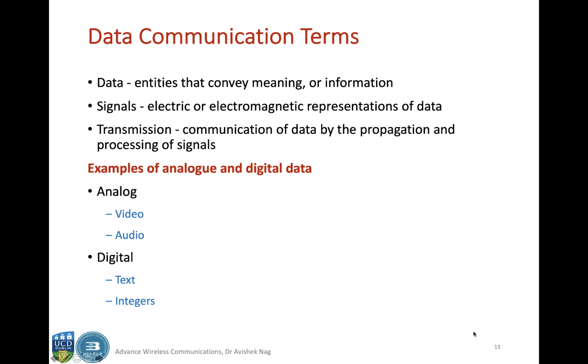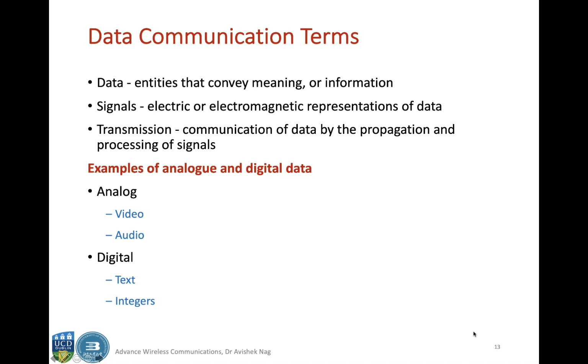Note that in the previous lecture, when we were defining a signal, we said that a signal is something that conveys information, which is still true, but a signal is the electromagnetic representation of the data which contains the information. So indirectly, the signal also contains some information. That's the whole point. And transmission means communication of the data by propagation and processing of signals.